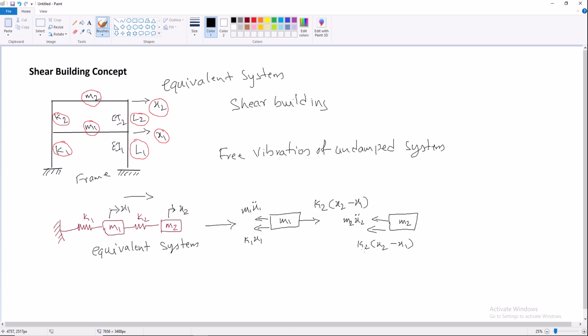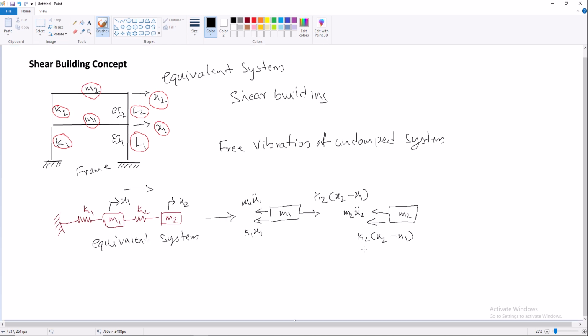So once we have this free body diagram, the governing differential equation of motion can be obtained by referring to these free body diagrams of mass m1 and m2, by applying Newton's second law of motion. So the governing differential equation is to be obtained from the free body diagram of this one. This is the free body diagram of the equivalent system.